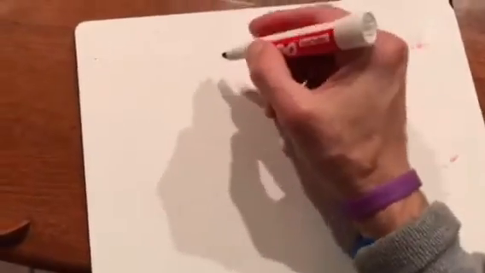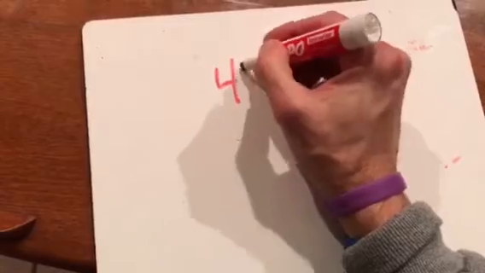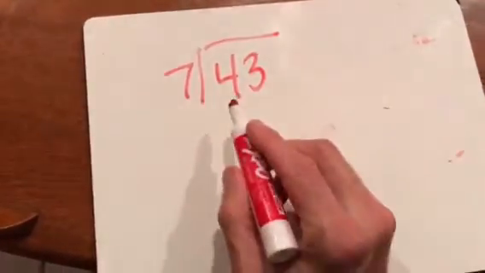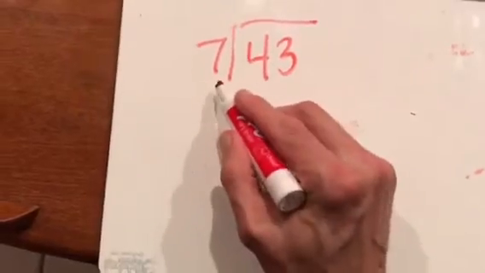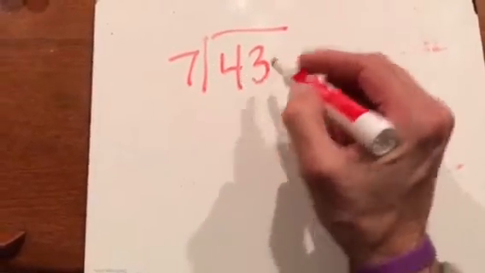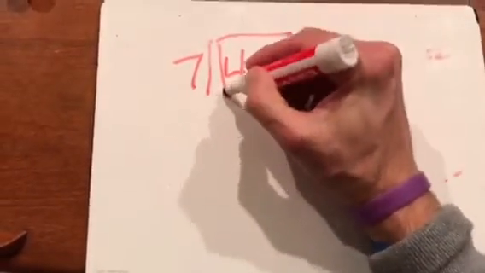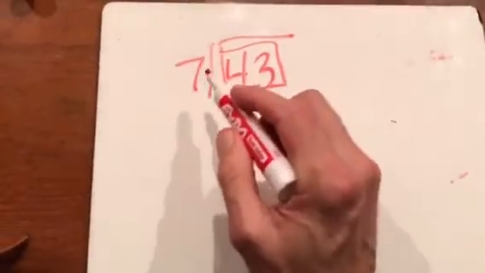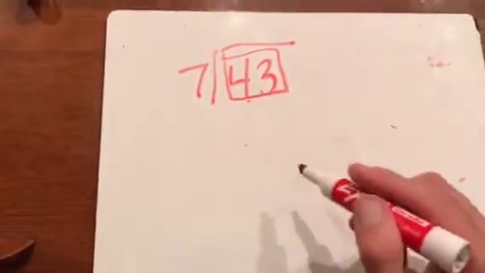Okay, so let's say we had this number, 43 divided by 7. We're going to follow the same procedure. And when we compare the 7 and the 4, I can see that 7 is larger than 4. So I'm going to need to draw my box around both digits this time. And I'm going to need to say, okay, about how many groups of 7 can I take out of 43?